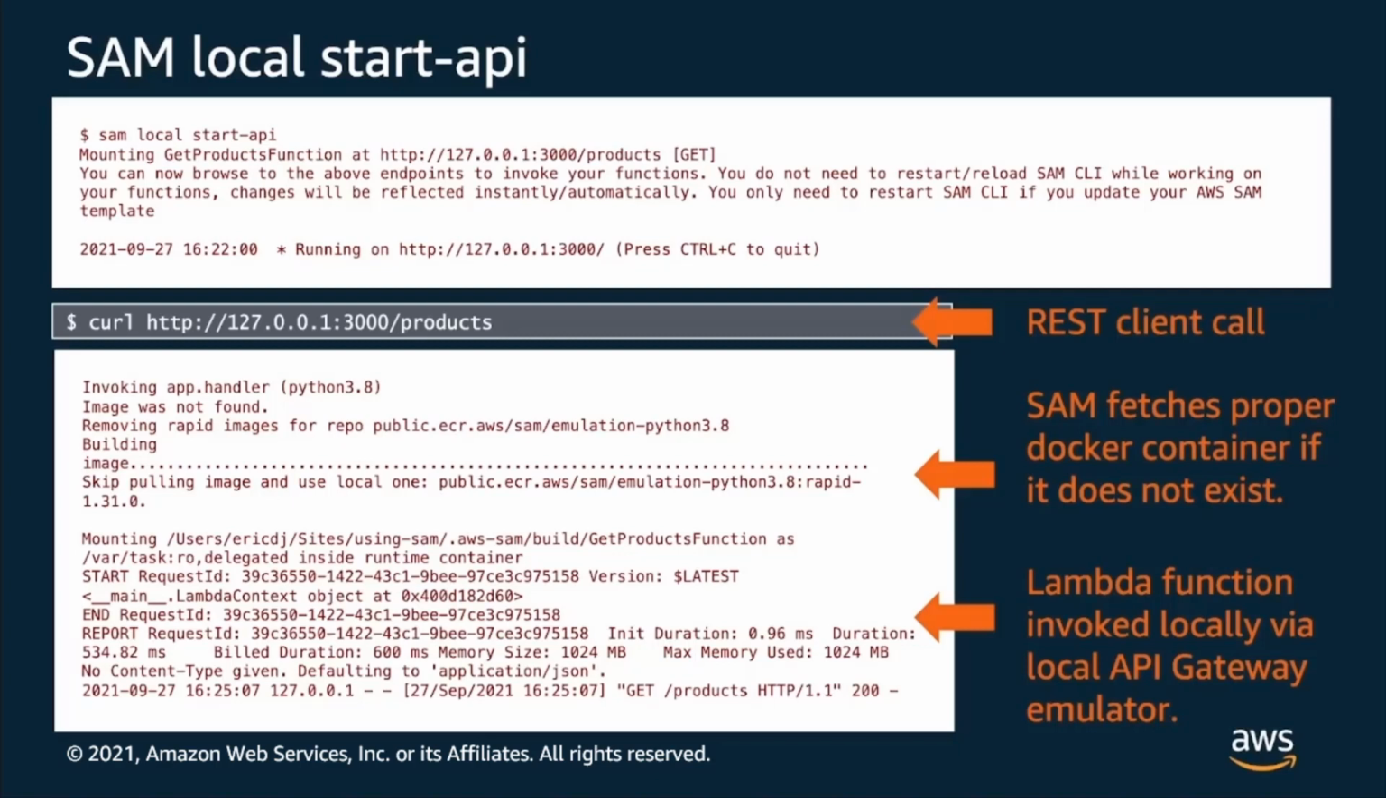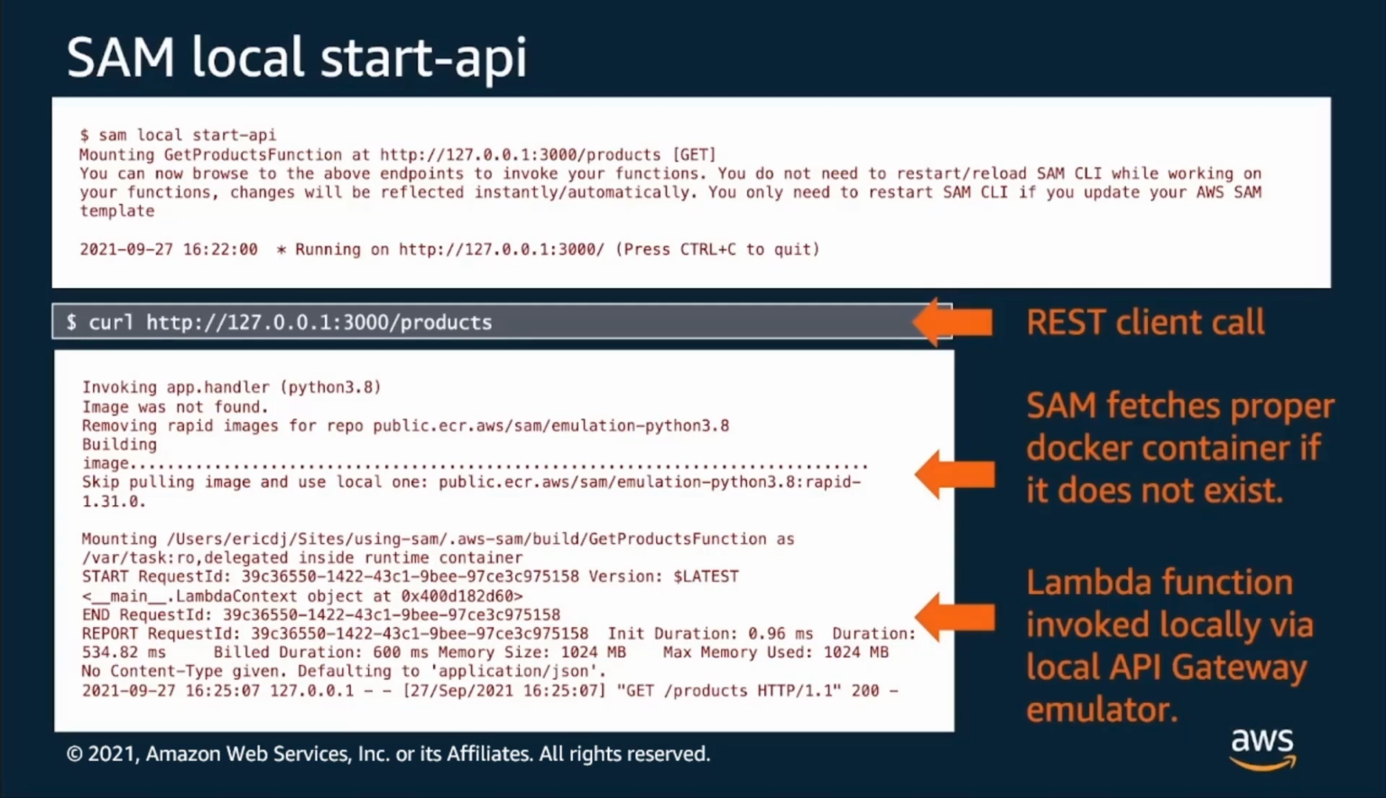So I can hit SAM local start-api. It exposes the endpoint. You can see that here. And then I can test against it. And if I do a curl against that in /products using a GET, what happens is SAM fetches the proper Docker container if it's not already installed, and then the Lambda function's invoked as if it was through an API Gateway. And there you go. And if I have multiple Lambda functions that are all connected to the same API, they'll all be exposed. So maybe you have a GET and a PUT on the root or on products here, or a GET and a PUT and an update. They'll all be exposed, and you can test each one of them.